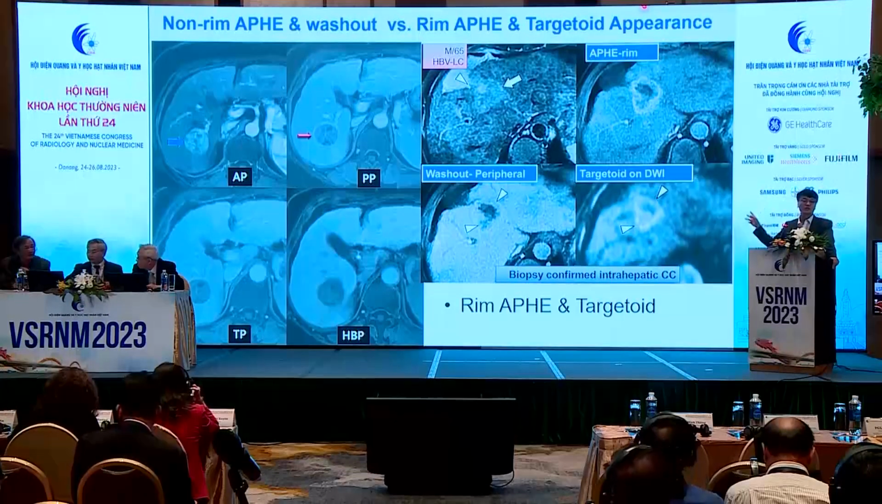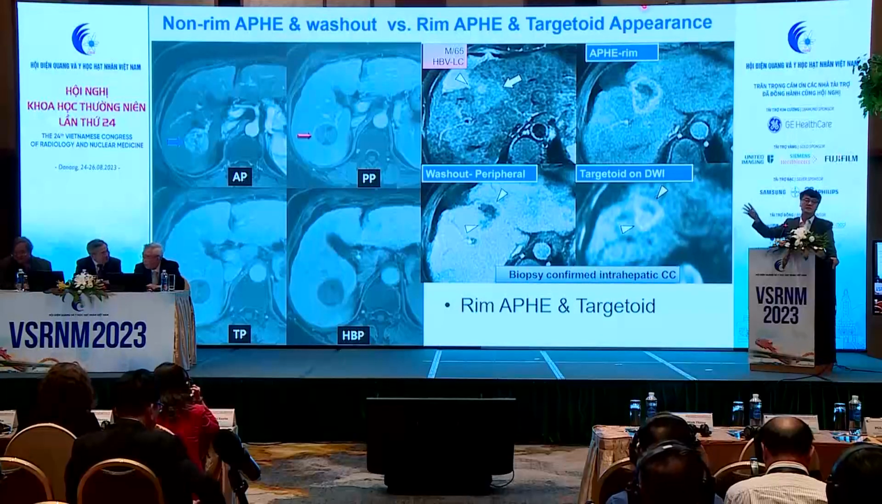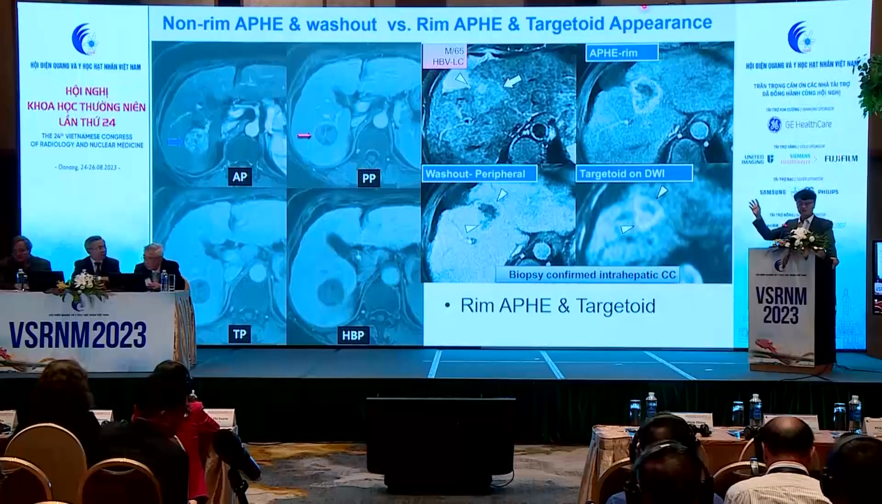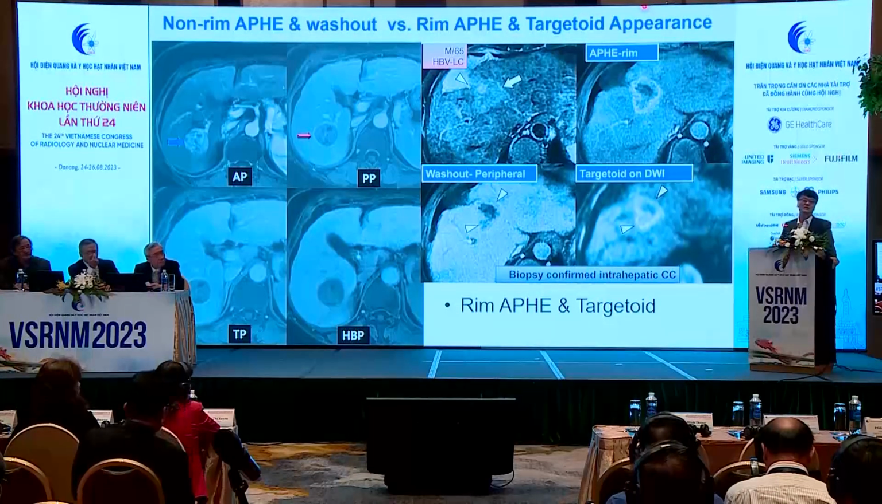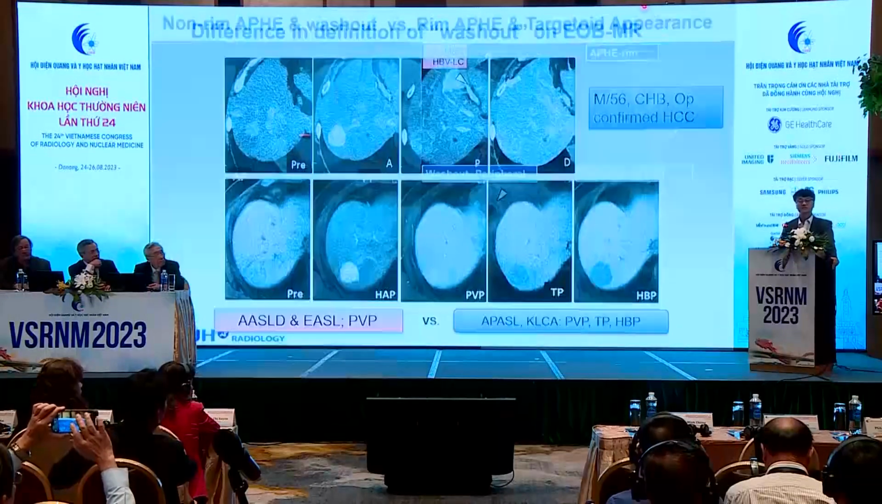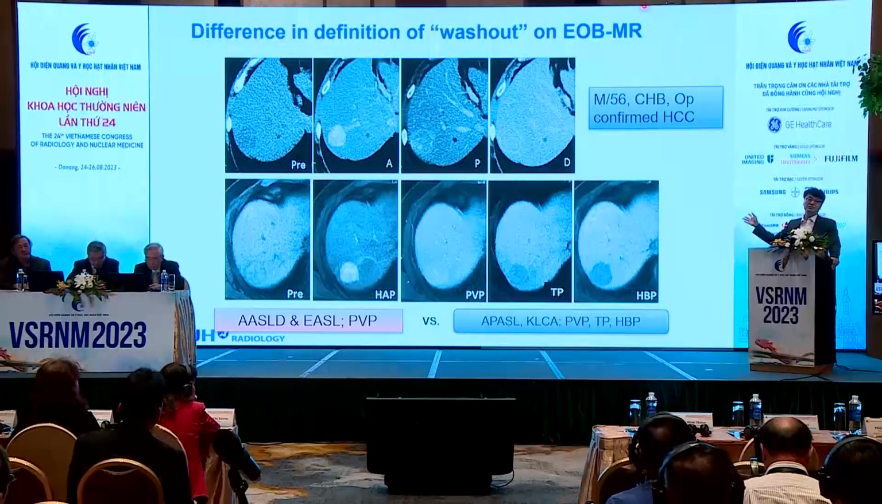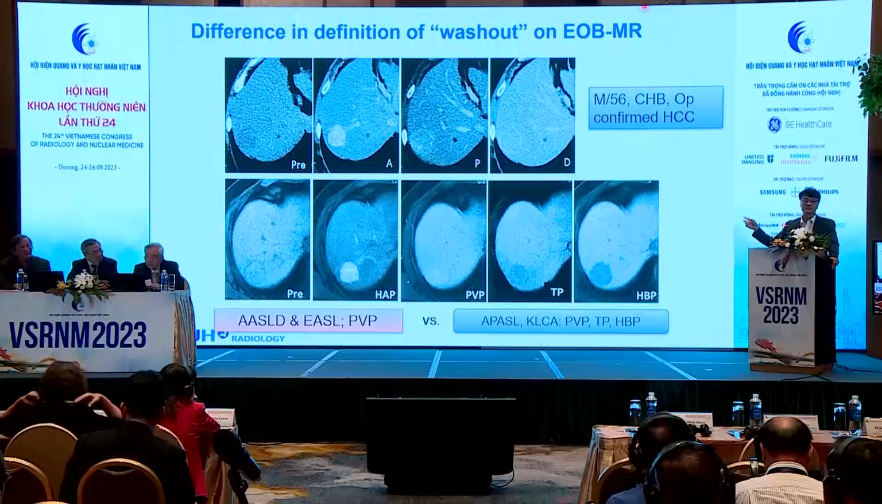So you need to know which is rim Fe. The left side is a typical HCC, non-rim Fe HCC lesion. The right side lesion is a rim Fe and targetoid lesion. So the right side lesion is cholangiocarcinoma and the left side lesion is HCC. So according to the criteria you use, you can make a different diagnosis.